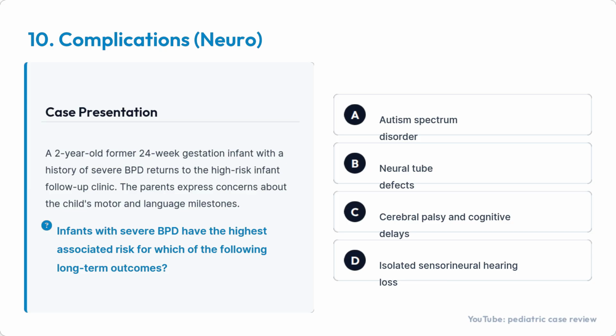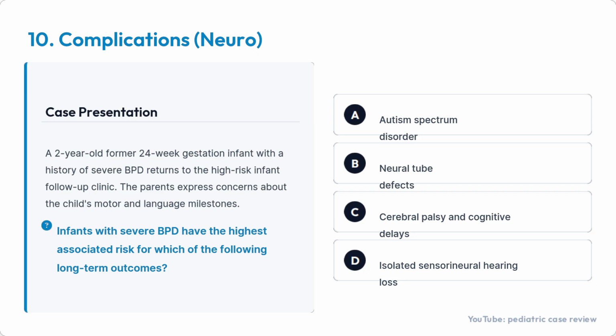Question 10. Neurodevelopmental complications. A 2-year-old former 24-week gestation infant with a history of severe bronchopulmonary dysplasia returns to the high-risk infant follow-up clinic. The parents express concerns about the child's motor and language milestones. Infants with severe bronchopulmonary dysplasia have the highest associated risk for which long-term outcomes?